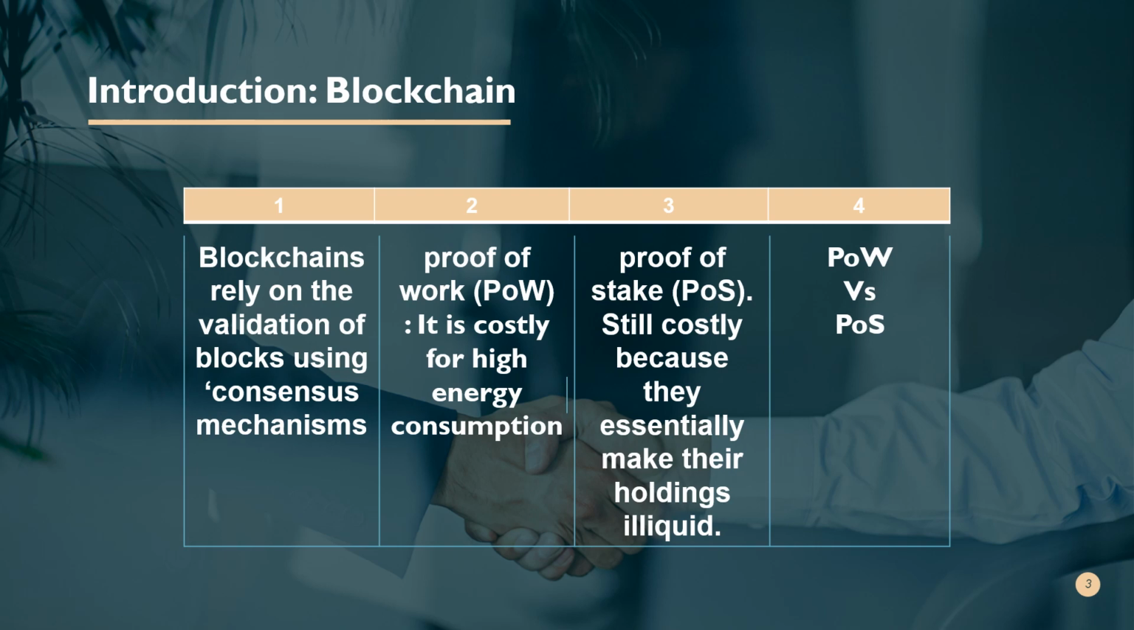So in the introduction, we have four parts that I'm going to talk about. First, blockchains rely on validation of blocks or transactions using consensus mechanisms. These mechanisms involve distributed nodes agreeing as to whether a block is valid and whether it should be added to a chain. Second, the main consensus mechanisms are based on proof of work (POW).